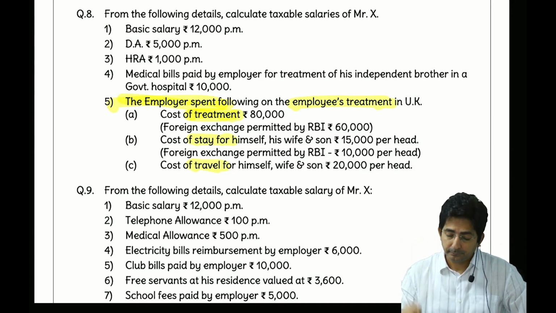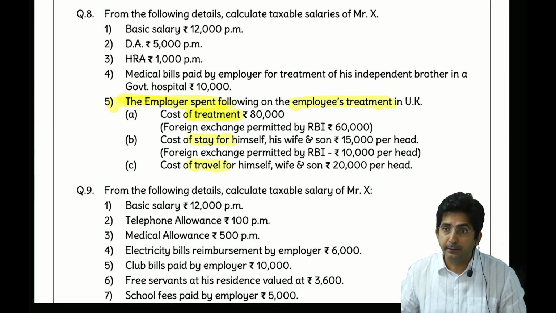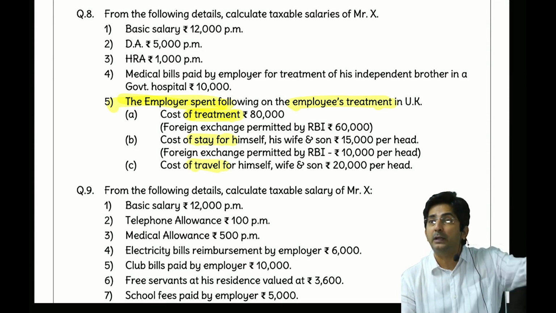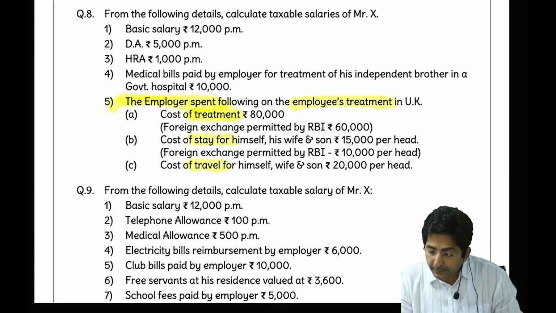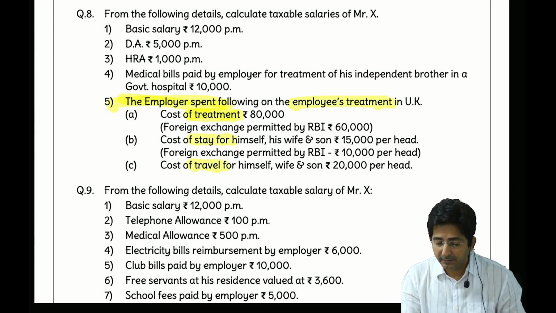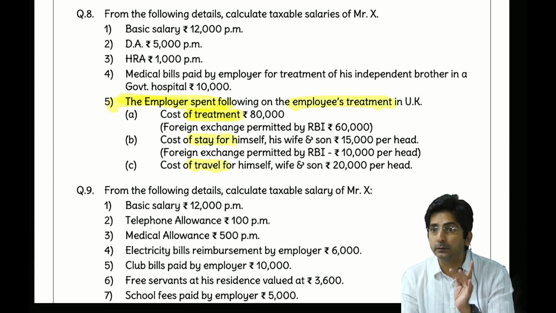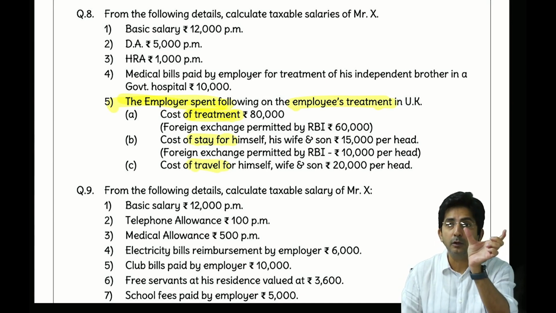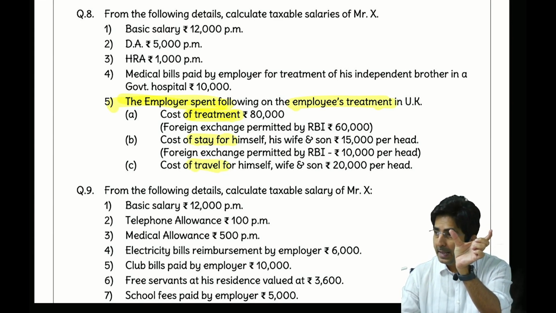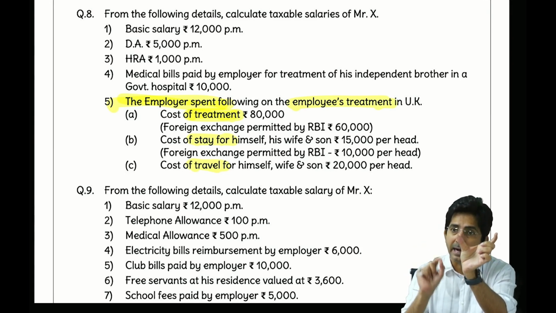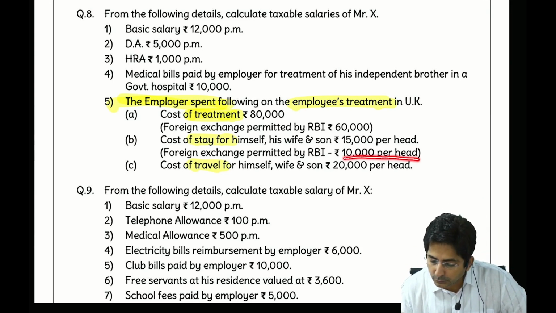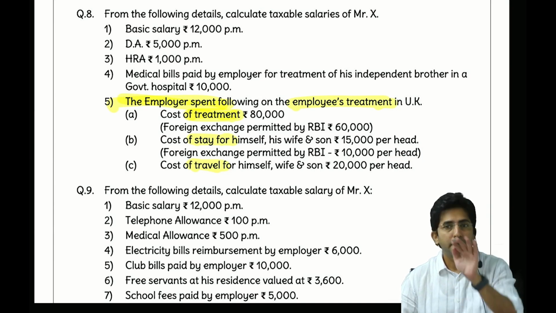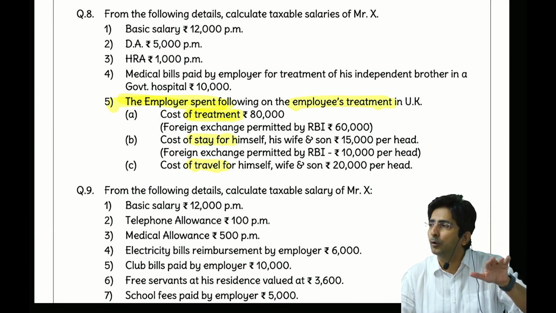Then benefit of stay. See what they are, himself, wife, son, three people are going. And for each person the cost of stay is actually 15,000, the hotel cost. In London some hotel might be booked and it is 15,000 per head. And how many heads went? Himself, wife and son. So 45,000. See, in the inner column you will write the full amount. When you are minusing, it is as per the limits. So in the inner column you will write 15,000 into 3, 45,000. Less exempt to the extent permitted by RBI. How much is permitted? 10,000 per head. And how many heads will you take? Only two. Patient and one attendant. So 10,000 into 2, 20,000. So minus 20,000. Inner column 45, less 20, outer column 25,000.